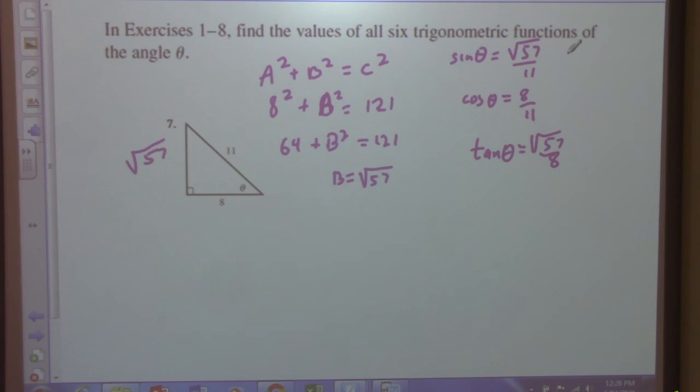Okay, looks good. Then your cosecant will be 11 over square root of 57. Your secant is going to be 11 eighths. And your cotangent is 8 over square root of 57. Okay. That's not too bad, is it? Yeah. Thank you.